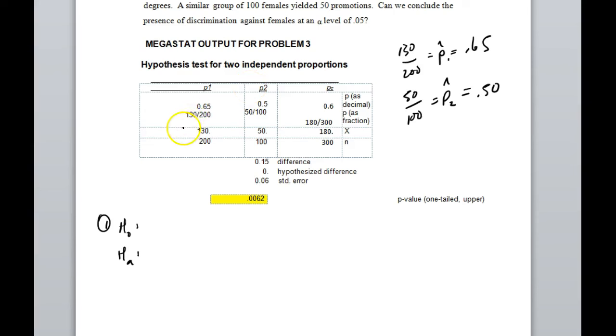Okay, so discrimination would really mean that on average, if we suspect discrimination, the population proportion of men would be higher than women, right? So that would be P1 is greater than P2. Okay?